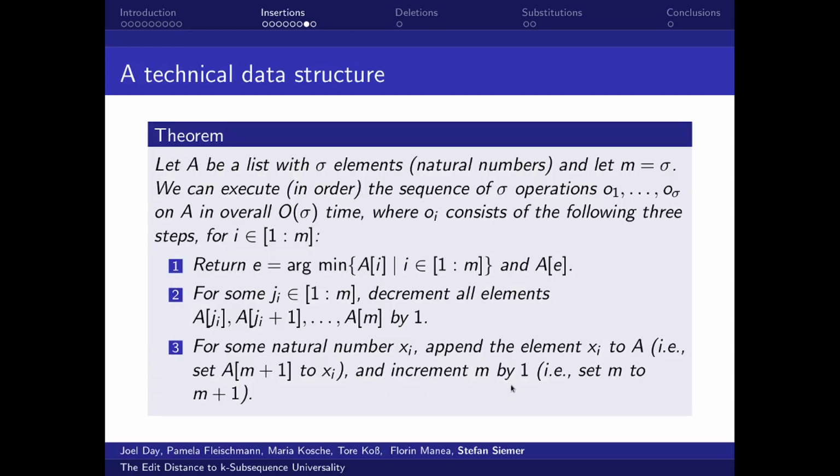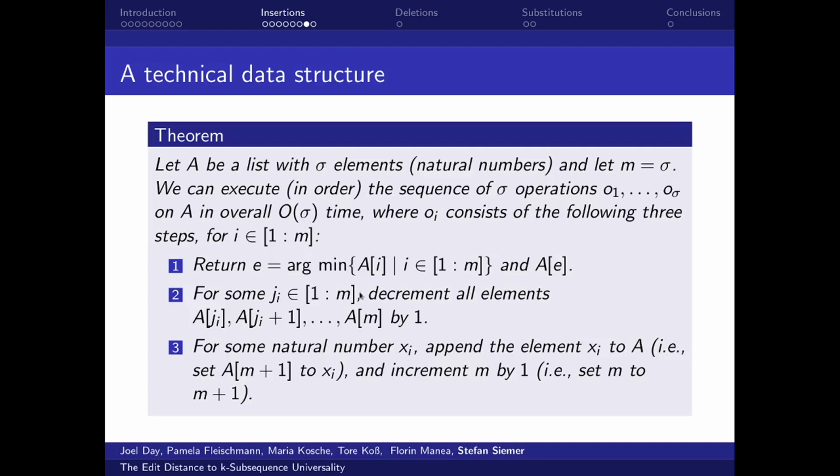Now we introduce a technical data structure. This data structure maintains a list of sigma elements, and it allows us to execute a sequence of sigma operations of the type down here. I will go to that soon, such that the amortized runtime of these operations is in O of sigma.